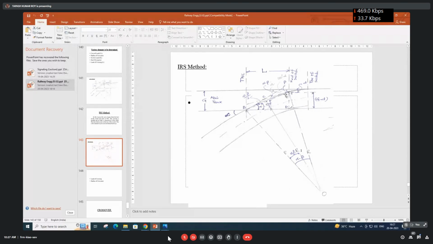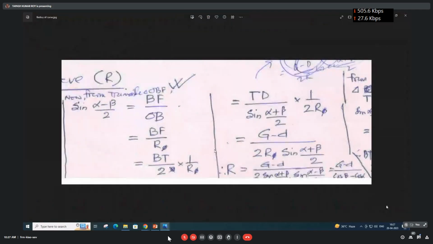When we know BT, we can easily convert it into TD, and when we know TD, we can easily find the other portion. BT equals TD by sin((alpha plus beta)/2), that is, sin((alpha plus beta)/2) equals TD by BT. Another angle we can easily find from there.